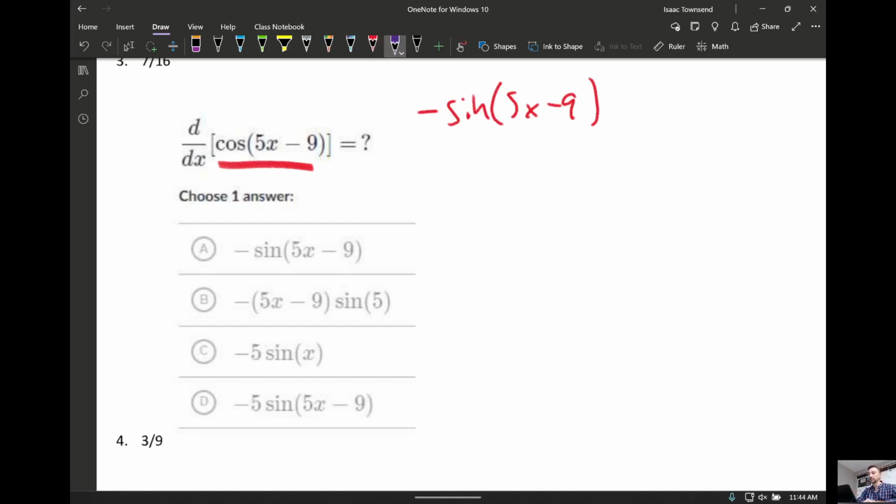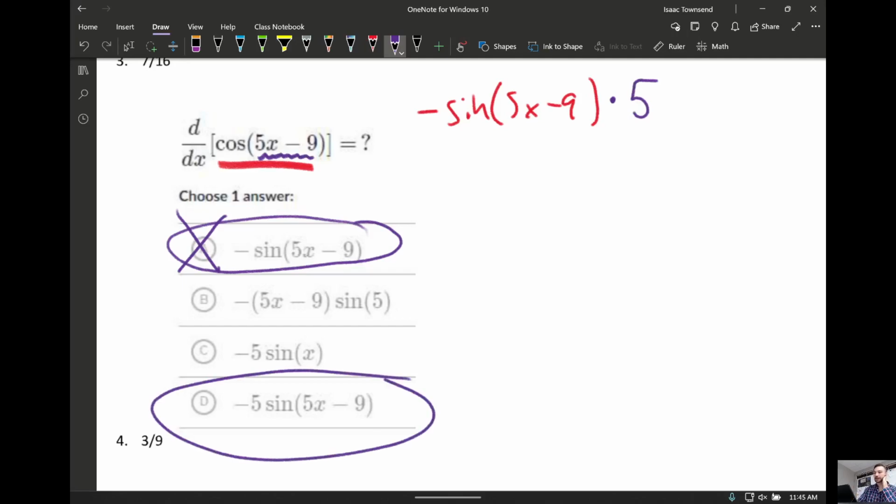And then notice, I guess I didn't pay attention to this on the other questions. Notice how that answer's there, but it's not the right answer. That is going to be a common distractor. They did not multiply by the derivative of the inside. Chain rule, it's got to be 5 times bigger than that. That's why D is the answer, not A.